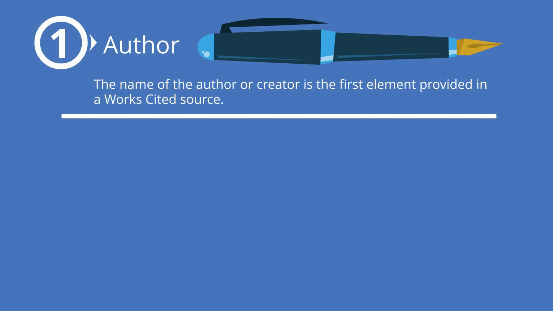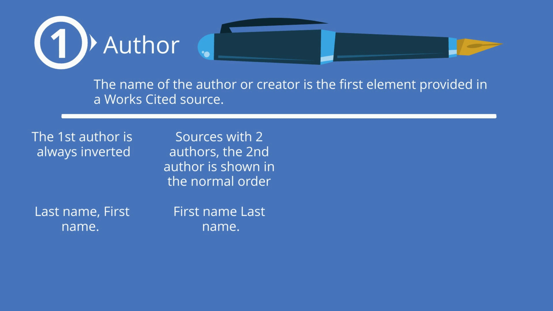Each source begins with the name of the author or creator. The name of the first author is always inverted, which means their last name is listed first followed by their first name. If there is a second author for the source, the second author's name is shown in the typical order of first name followed by last name.